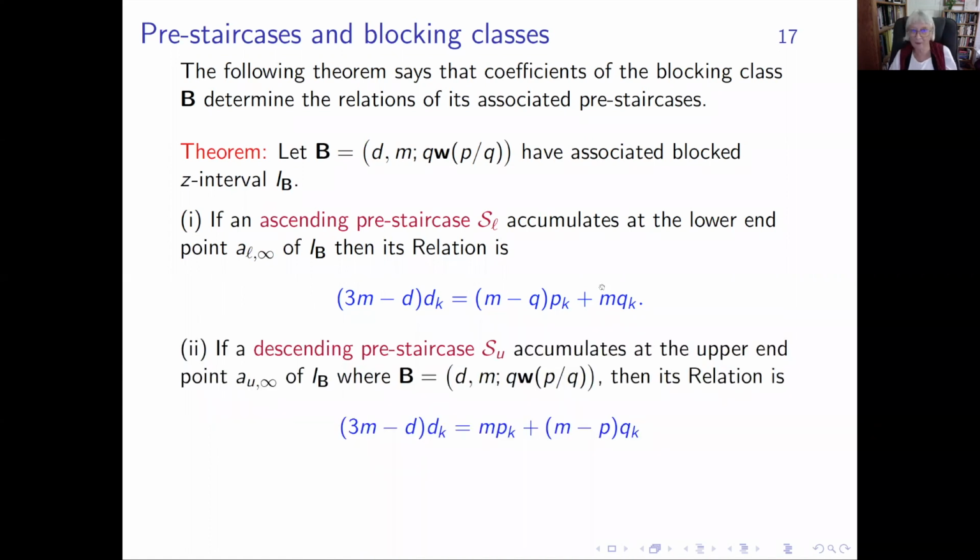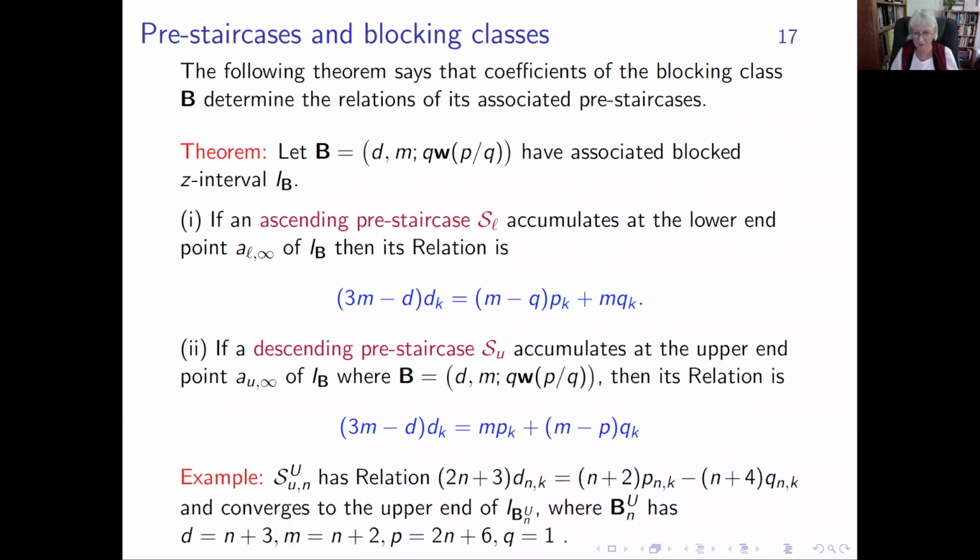And similarly, if you have a descending staircase accumulating at the other end, then the relation is determined in a similar way. You always get this coefficient 3M minus D. That happens for all our staircases. That's always a coefficient of dk. And then you get a slightly different relation here. But that means that if you know the blocking class and you know its coefficients, then it really gives you a huge clue as to what the associated staircases are, because you only need to know what their steps are, and then you know this relation from the blocking class, and then you have to check all the conditions hold. But it gives you many, many potential staircases.